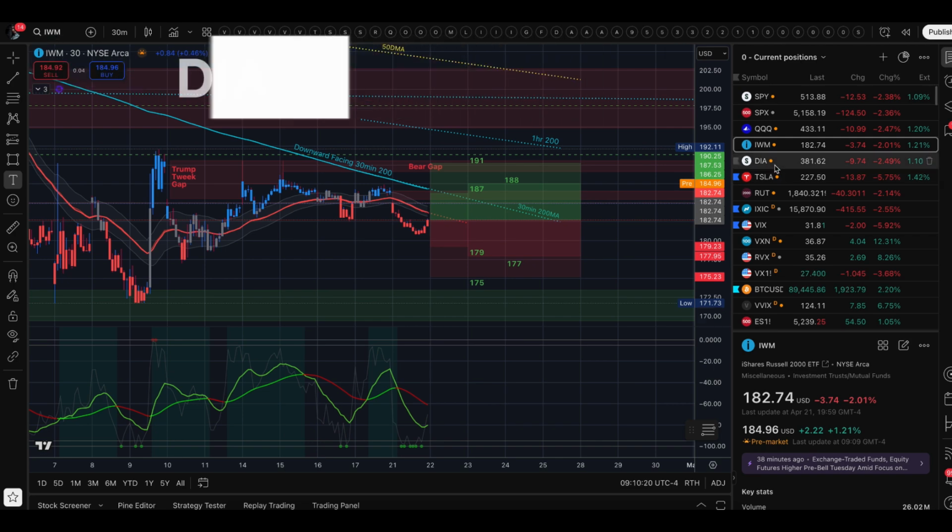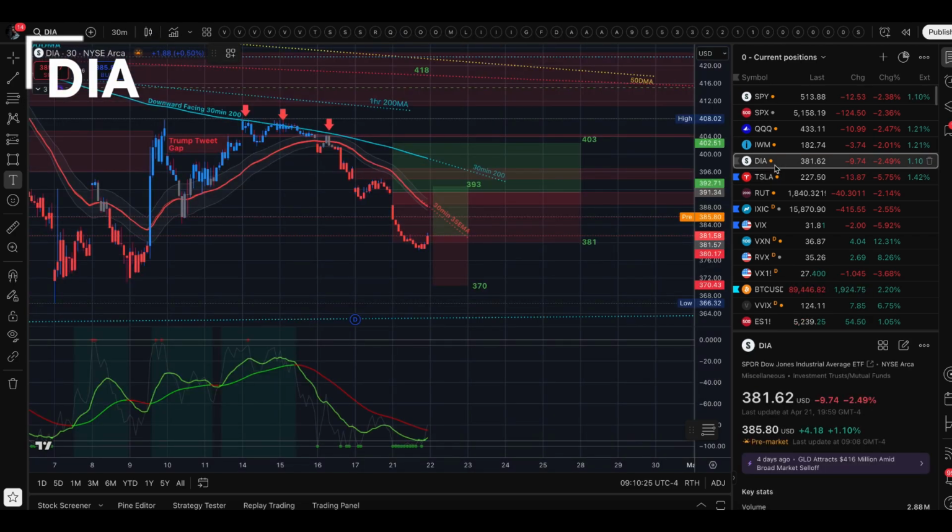All right, and lastly, DIA. The implied move on the day today is 370 to 394. The implied move on the week, 381 to 403. You could see that yesterday we did close right within the implied move for the week.